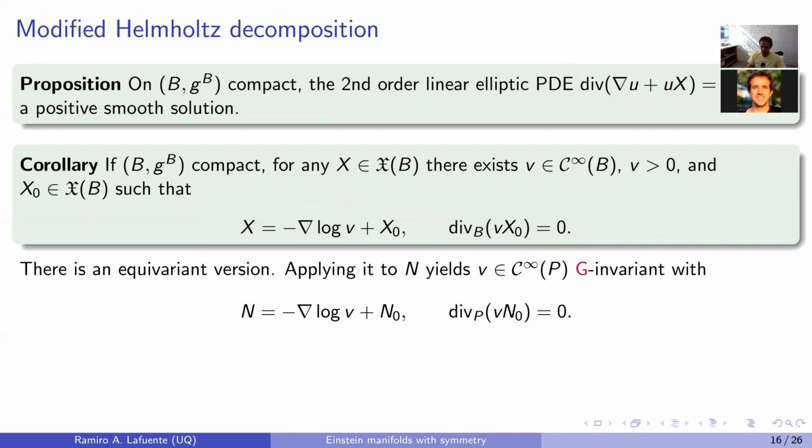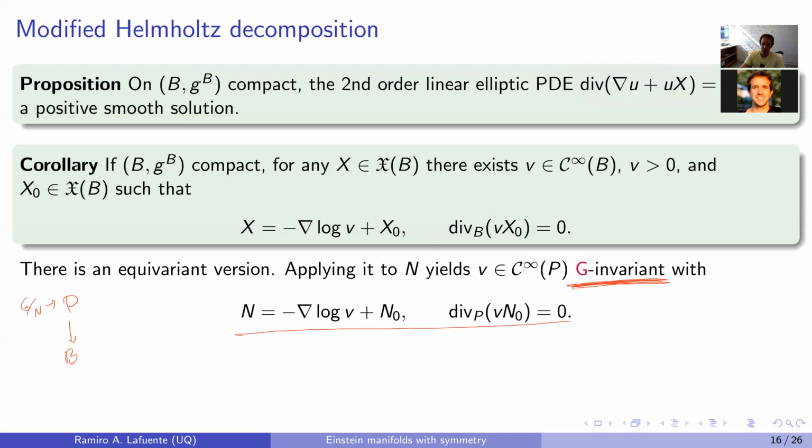Now this all works on a compact Riemannian manifold B. There's an equivariant version on P, and remember that P has a group action which keeps P as orbit space. And then applying the equivariant version of this decomposition to the mean curvature vector n of the n orbits in M gives a function V, which is G invariant, not only n invariant, but G invariant, and which satisfies these two conditions. Okay.